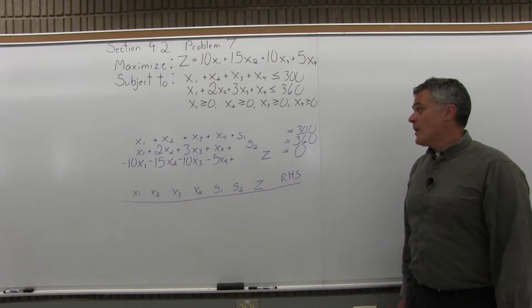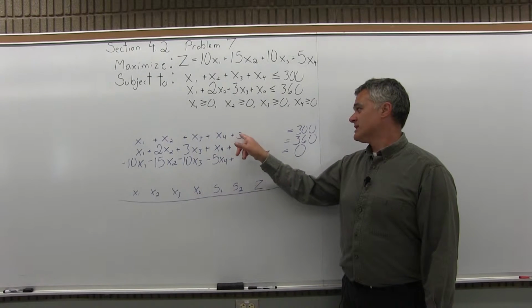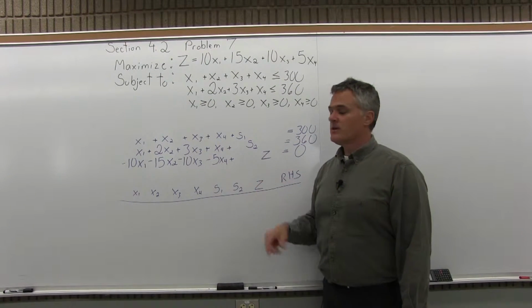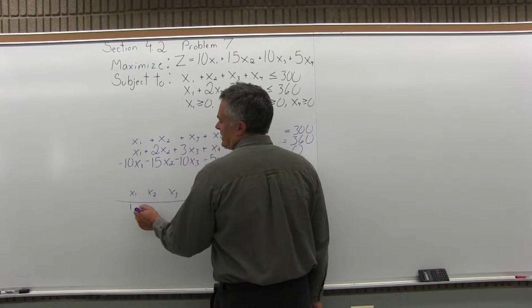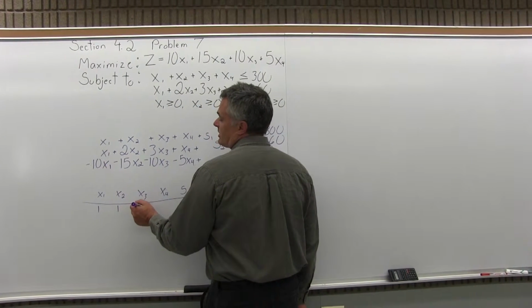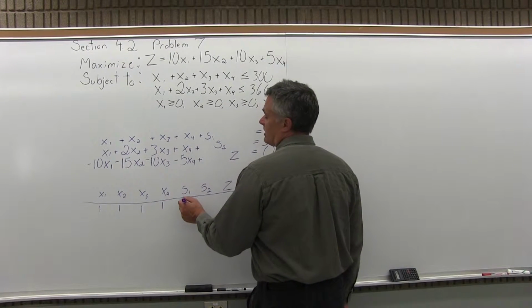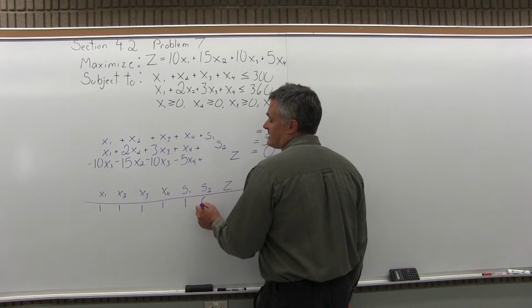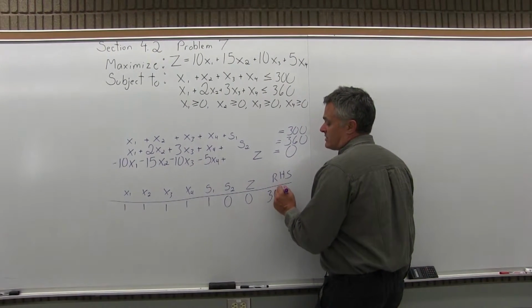So the first equation that I have was x1 plus x2 plus x3 plus x4 plus s1 is equal to 300. It's going to go into my matrix. The x1 column will just get a 1. The x2 column will get a 1. The x3 column will get a 1. The x4 column will get a 1. The s1 column will get a 1. S2 has a 0. Z also has a 0. And the right-hand side value is 300.